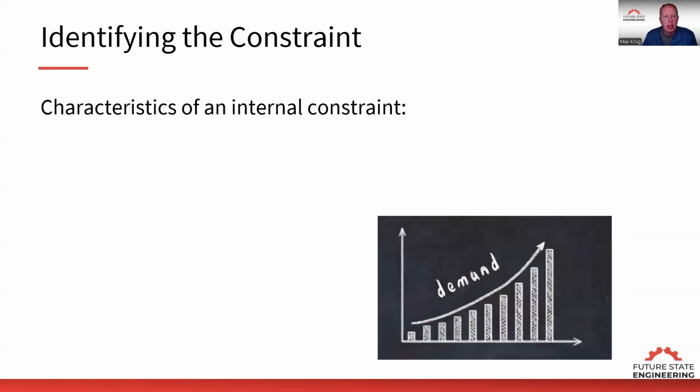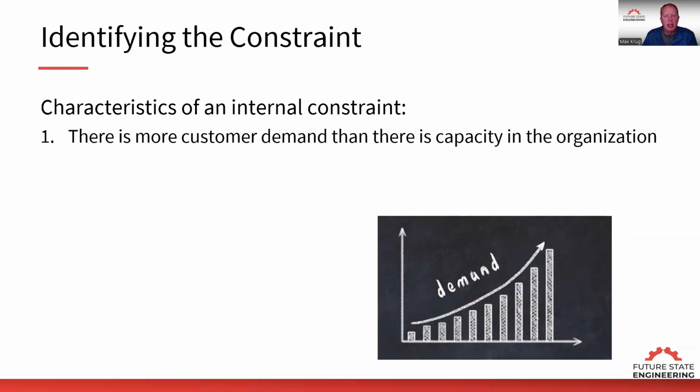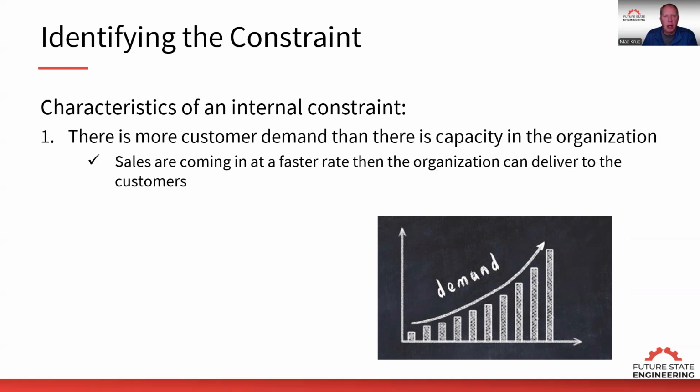So when we look at the internal constraint, what are the characteristics of an internal constraint? So one, there's more customer demand than there's capacity in the organization. So sales are coming in at a faster rate than the organization can deliver to the customers. So what we're going to see is the demand increasing at a faster rate than we can ship the product to the customer or deliver the product to the customer. So the backlog of work is increasing steadily over time.